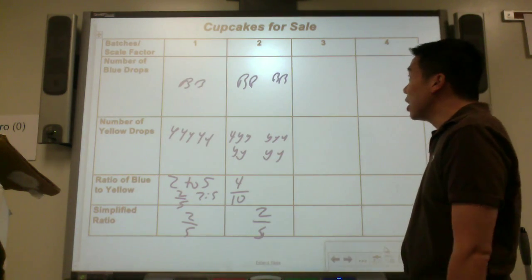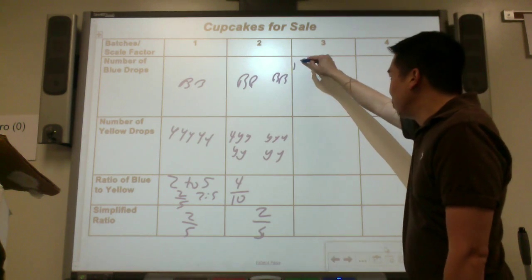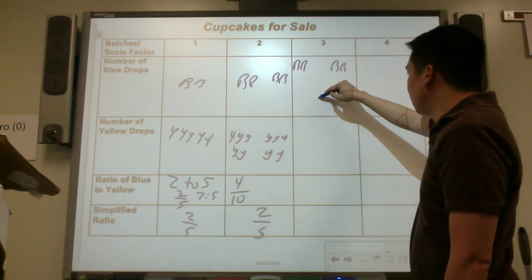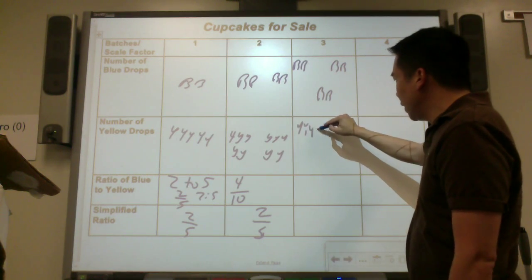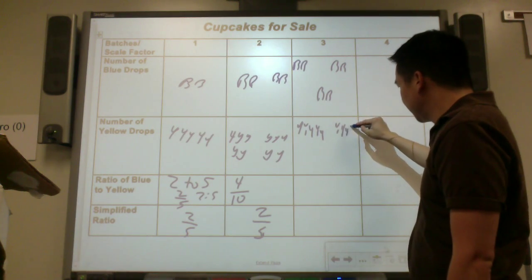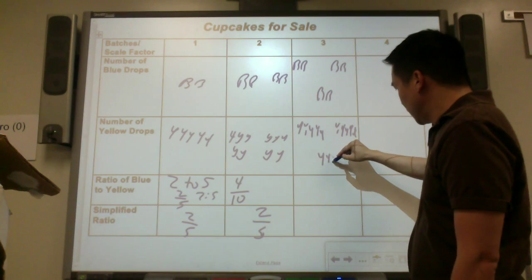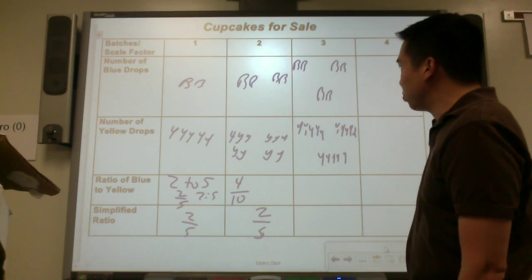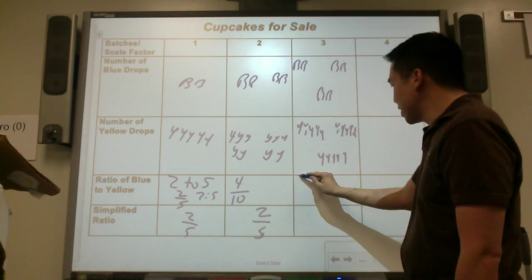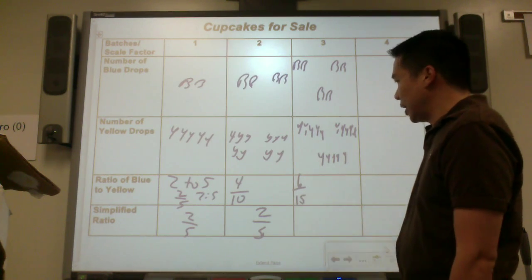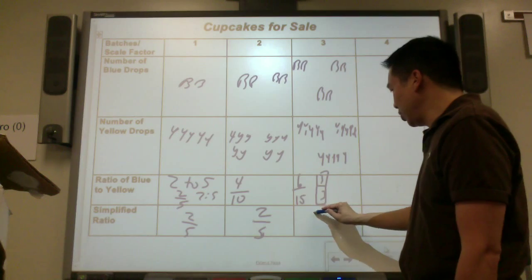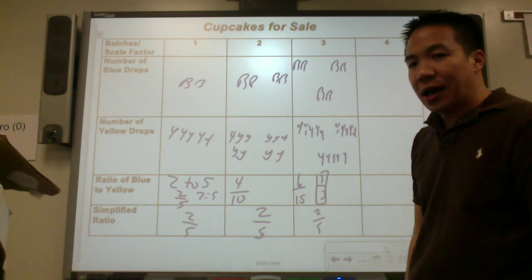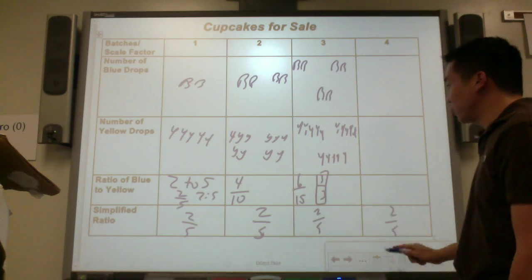What if I made 3 batches? To make a batch, you need 2 blue dots and 5 yellow. So what's the ratio of blue to yellow? There are 6 blue to 15 yellow. Can you simplify this? Yes, you can. Divide both numbers by 3, you get 2/5. I bet you this is going to be 2/5 too.